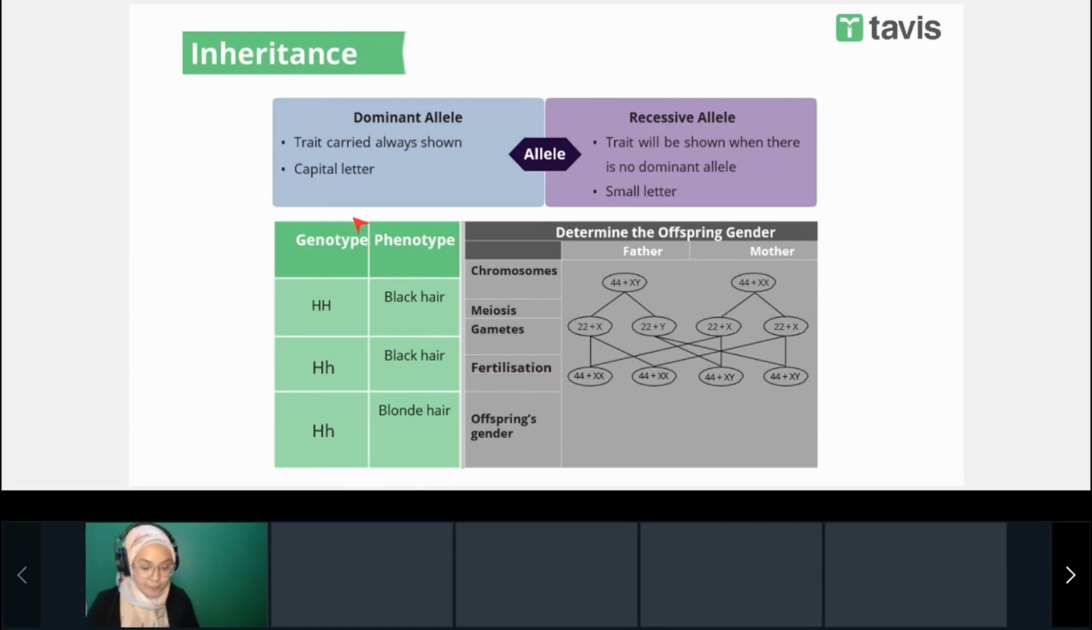Let's see inheritance. We divide the allele. An allele carries genetic information. We always call an allele dominant when it has a capital letter. I give an example of someone with colorblindness. We have B, capital letter, and b, small letter. B is a dominant allele, so that indicates that the person is normal. b, recessive, small letter, indicates that the person has colorblindness.